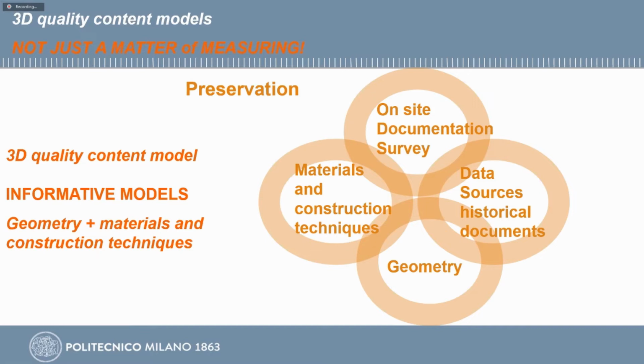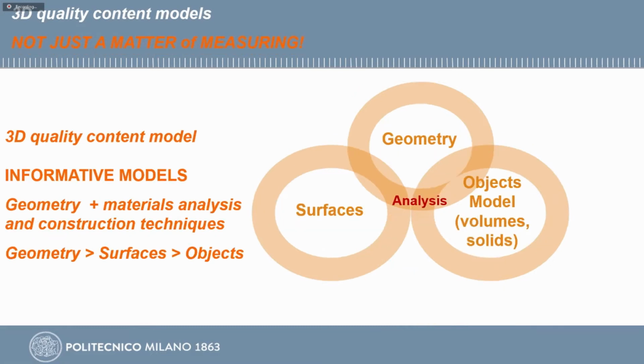I'm going to show you just two samples of this relation that we can create among survey, geometry, materials, and historical documents. And to do it, we need to shift from the surfaces, which generally is the first survey approach, because it is what we see. But then we need to go beyond into the thickness, to go beyond into the material, to use the non-destructive techniques, and so on. And what we need is to shift toward a solid volume concept of the object.